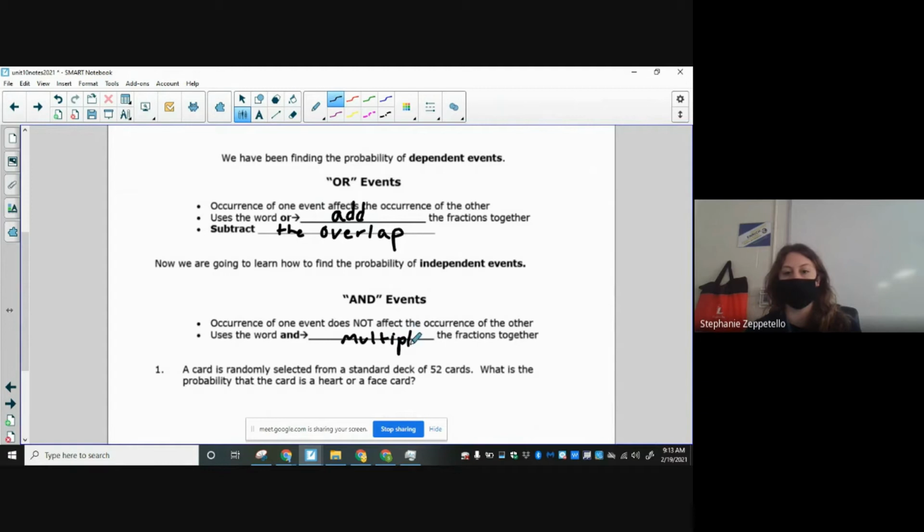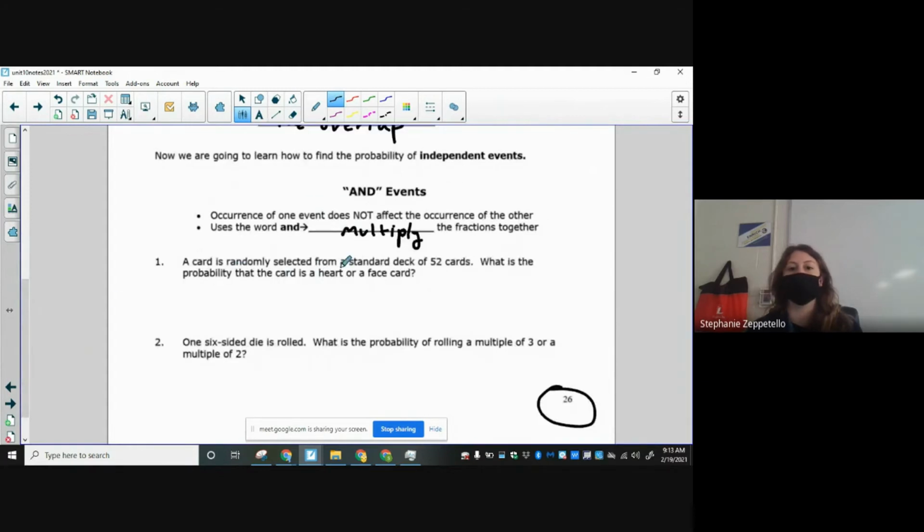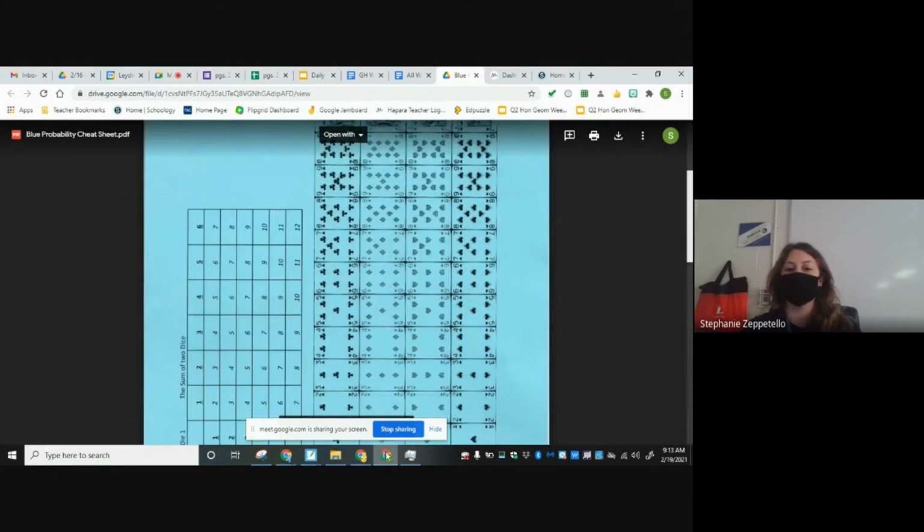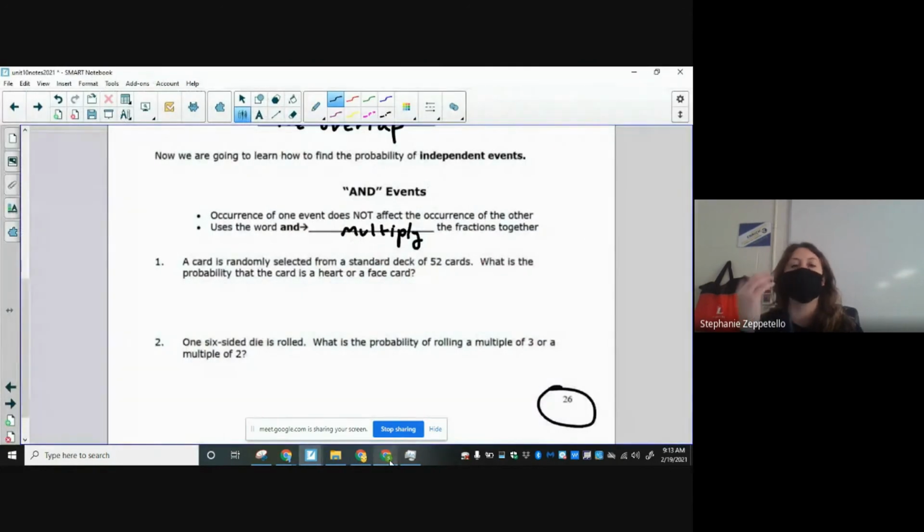So this is on page 26. The card is randomly selected from a standard deck of 52. There's 52 total. There's 4 different suits. That's your spades, hearts, clubs, and diamonds. Okay, so what is the probability that your card is a heart card or a face card?